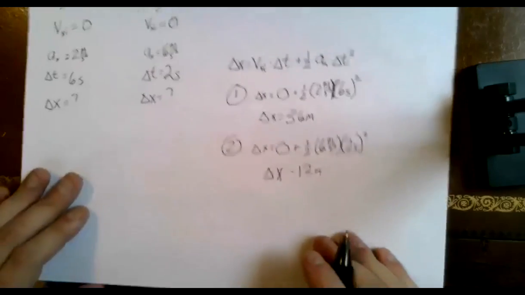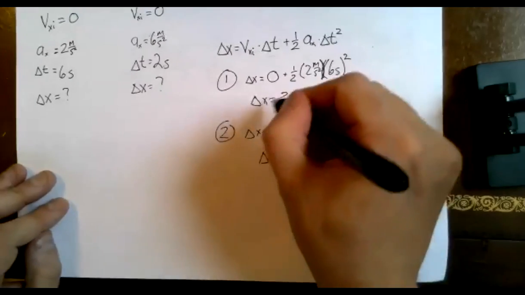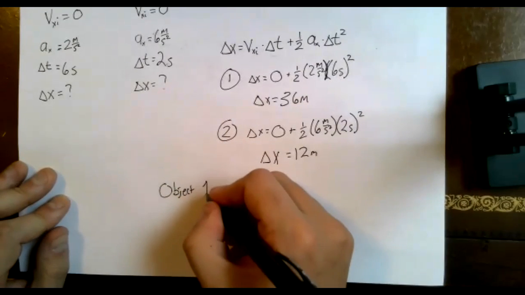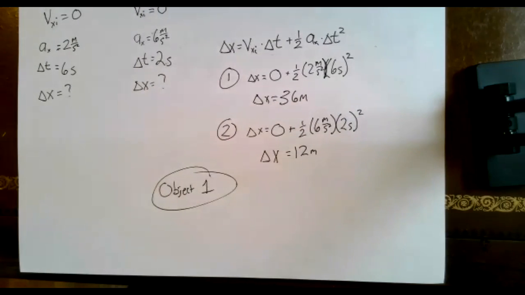Right, so clearly then object 1 traveled farther, because it traveled 36 meters instead of 12. Any questions or comments on that? How we got any piece of that?